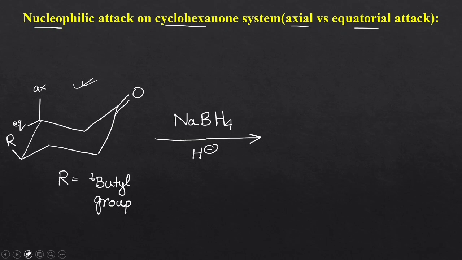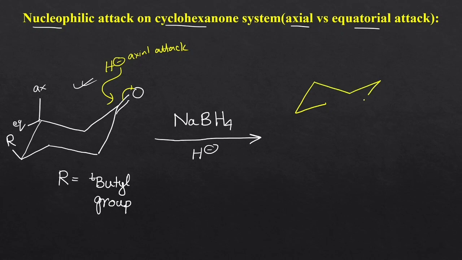So let's see what is actually happening over here. If this hydride equivalent, the nucleophile, attacks from this side, that will be the axial attack. And due to that axial attack, you will obtain O minus, and after the workup you will end up with something like this. This is the hydride, that means the nucleophile itself, and the OH. Now OH is in the equatorial position, so this is forming the overall equatorial alcohol.